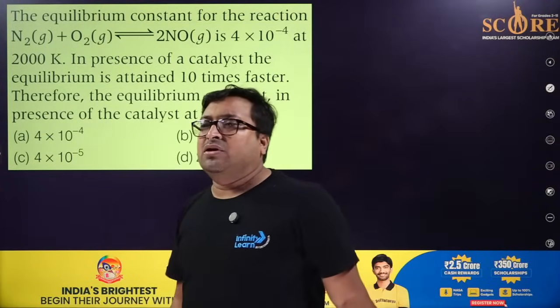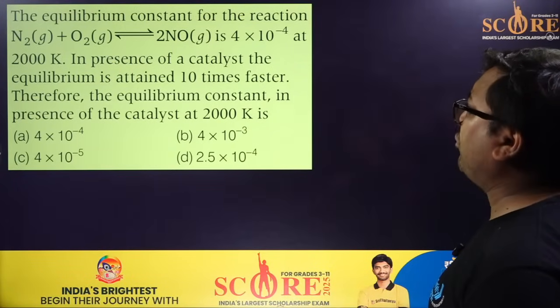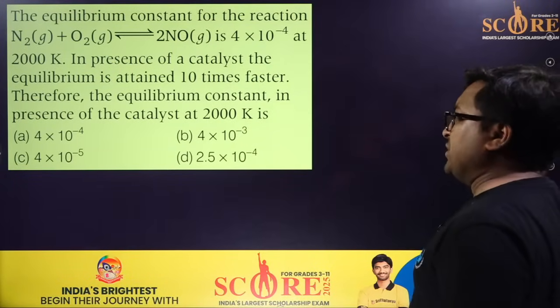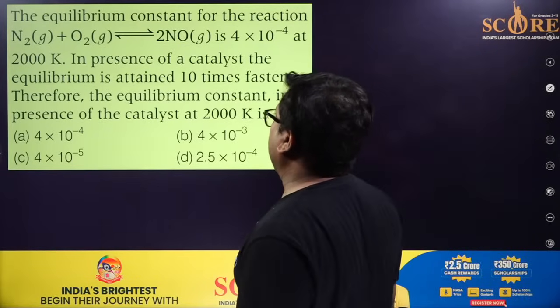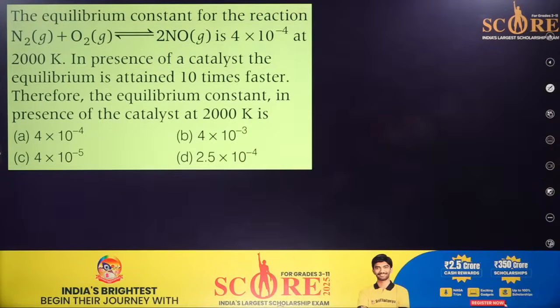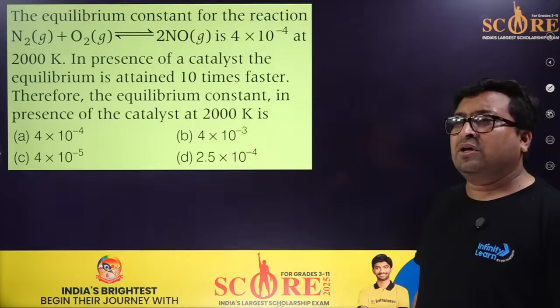Let's enjoy. So Rohit, the equilibrium constant for the reaction is given like this at 2000 Kelvin. In the presence of a catalyst, the equilibrium is attained 10 times faster. Therefore, what is the equilibrium constant in the presence of the catalyst? Very cool question. Okay, Rohit.